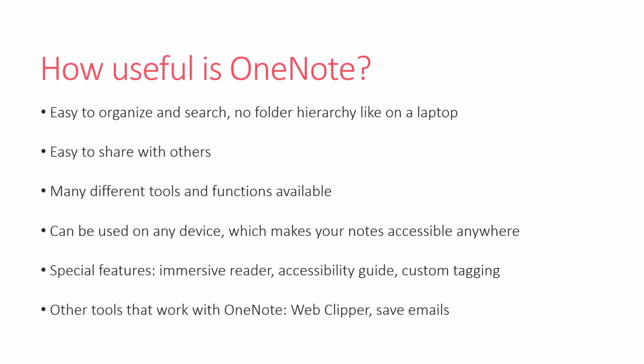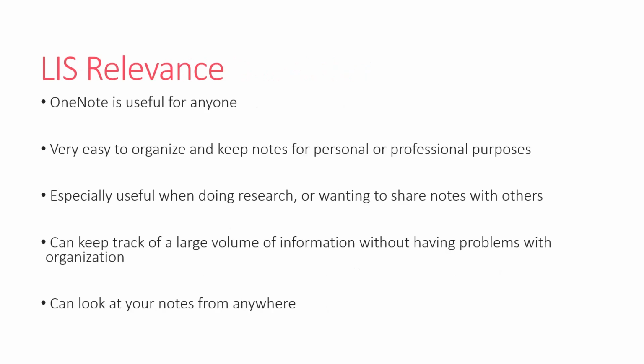Custom tagging was also recently introduced, which lets you tag your documents in order to help you find them easier later. And finally, there are some other tools that work with OneNote, such as OneNote Web Clipper and OneNote Save Emails. So the first one clips parts or whole web pages and saves them in the OneNote file that you designate it to save in. And the email saves specific emails that you pick to, again, a specific OneNote file. And this can make doing research or saving important emails really easy for people.